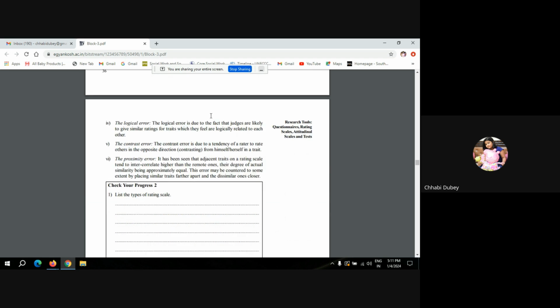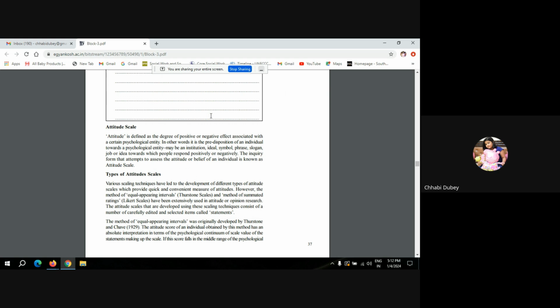And there is also a logical error. When we try to judge traits that are logically related to each other, the contrast error is there. It is due to the tendency of a rater to rate others in the opposite direction from himself in a trait. And then the proximity error: adjacent traits on a rating scale tend to intercorrelate higher than the remote ones, their degree of actual similarity being approximately small. This is known as the proximity error.